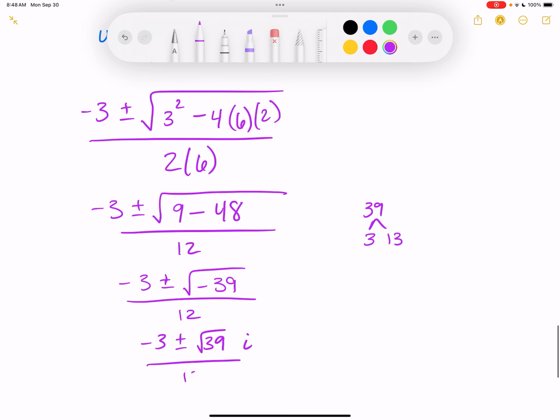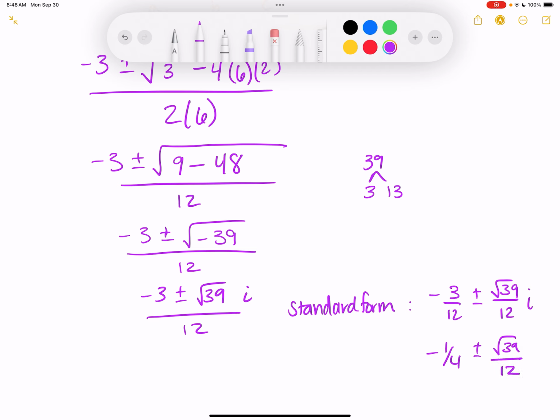But I need it in standard form. So it's going to be negative 3 over 12 plus or minus the square root of 39 over 12 times i. I should reduce this first part since it can reduce. So that's going to be negative 1/4 plus or minus the square root of 39 over 12 times i. So this should be your final answer. Always break it down as far as possible and simplify it as well.